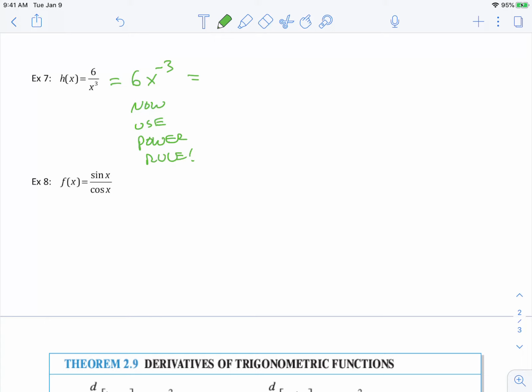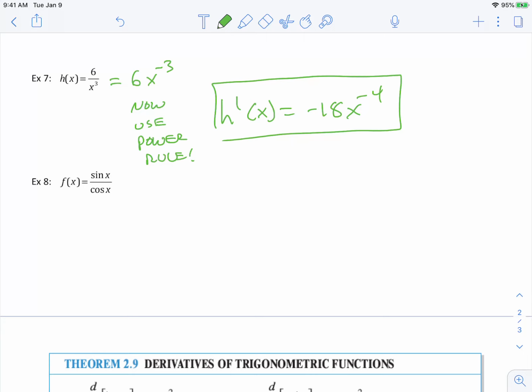So that means h prime of x, if you do the power rule, you do negative 3 times 6, that's negative 18, x, decrease the exponent by 1, so that's x to the minus 4, and there you go. A lot faster if you recognize for a simpler problem like this that you can just rewrite it and then do the power rule. Now if you do the quotient rule, it's still going to work, but it's just a little bit more work than you need.